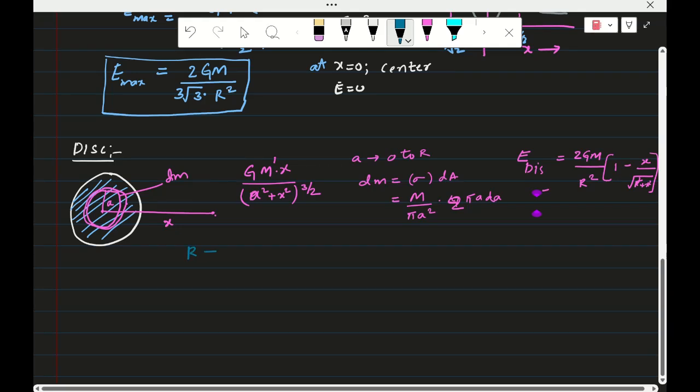The R value is infinite. That means an infinite sheet of mass m. So now the field E due to that shape is equal to 2 times Gm by R square. So that field is equal to 2 times our earth field.